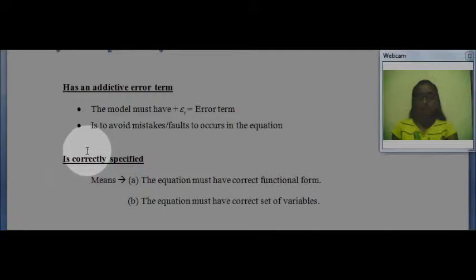Lastly, the equation must be correctly specified. Here, the model must have the right variables to test its independent variable. The equation should not omit any variable that impacts the equation or model. It also must have the correct functional form. For example, if the equation has a cubic term as a function of variables in the curve, it must also have the variable with the cubic term.